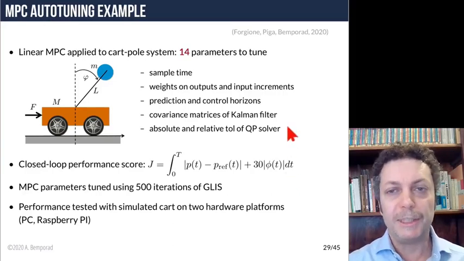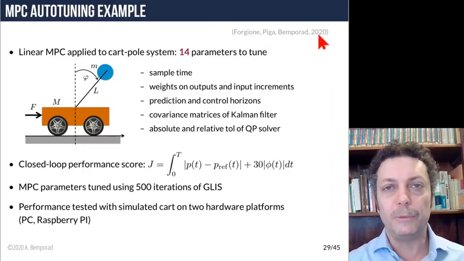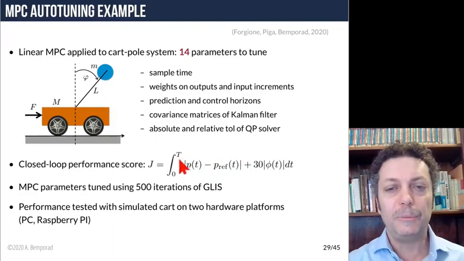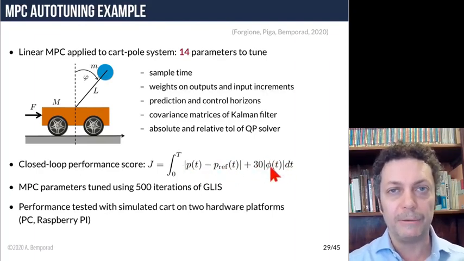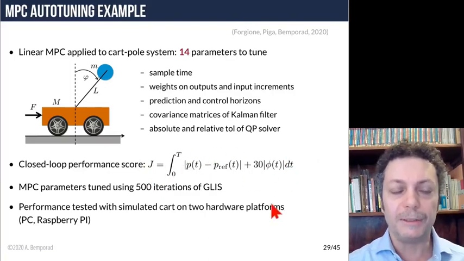Let me show you another example which is described in this paper with Michael Fuegione and Daniel Piga that was presented recently at the IFAC World Congress. So here again is a simple MPC problem. You want to control the position of a pendulum on a cart. Here the closed loop performance you want to look at is how much you deviate from the reference position, and also the deviation of the angle of the pendulum over the simulation or the experiment horizon.